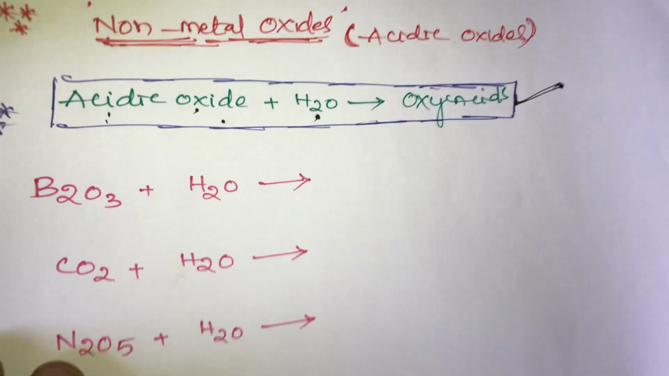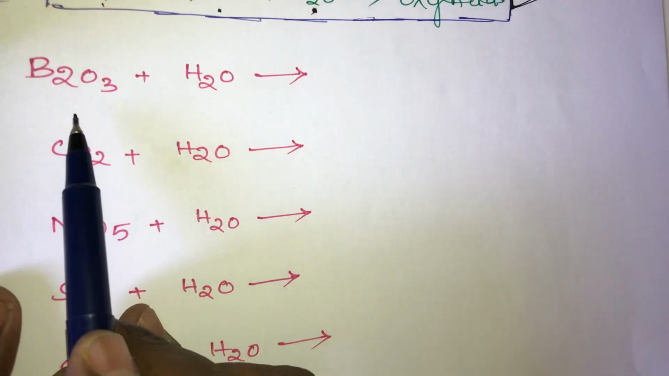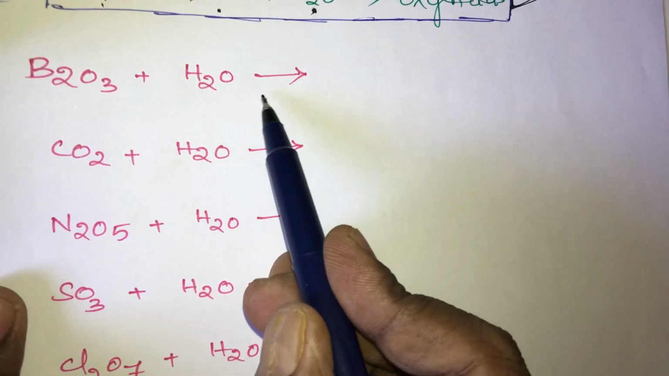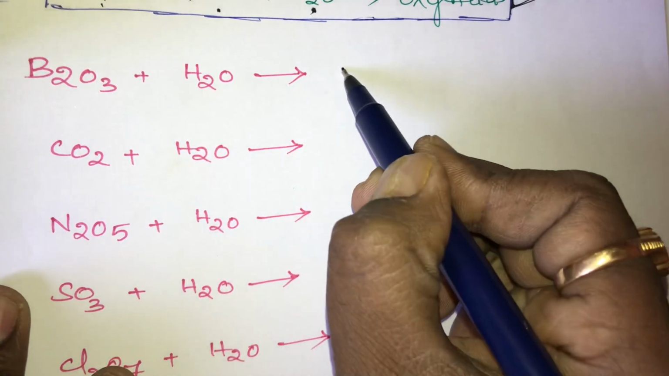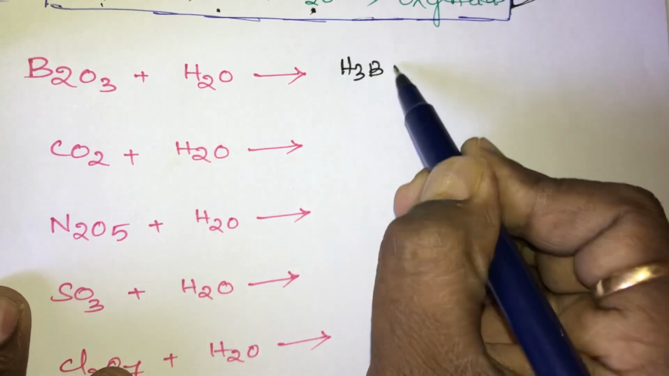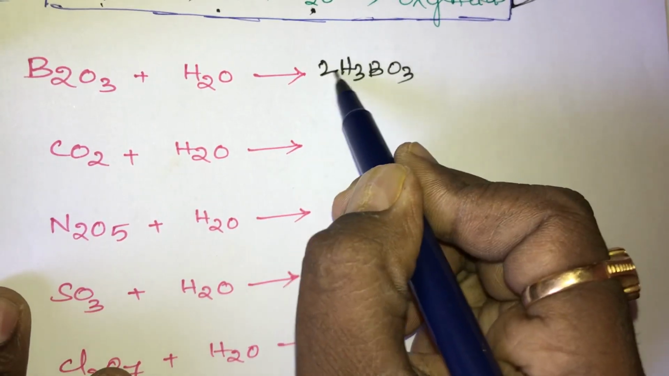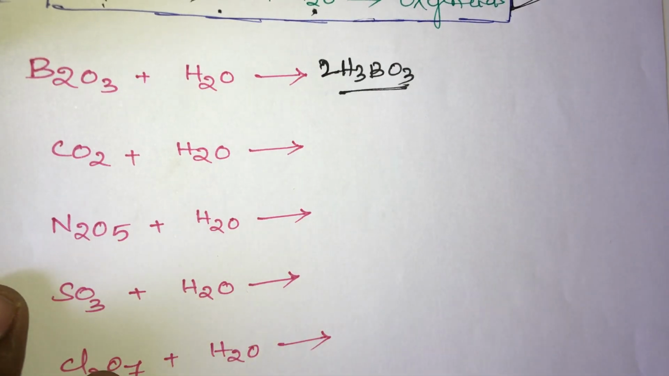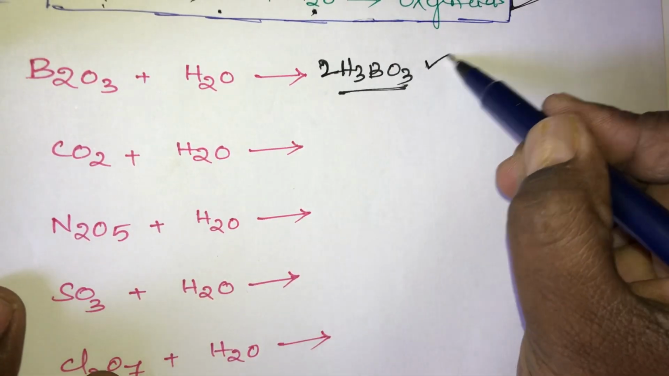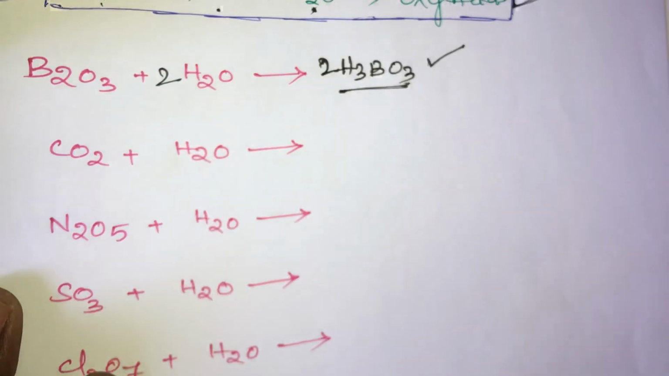Now take the example of boron trioxide, B2O3. When B2O3 dissolves in water, it forms boric acid, H3BO3, 2 moles of boric acid. This is also very important, students. B2O3 dissolves in water to form orthoboric acid, or boric acid.